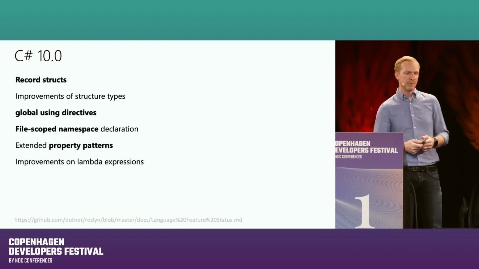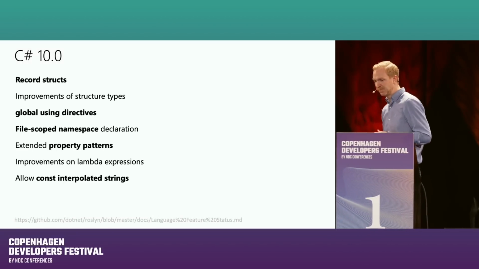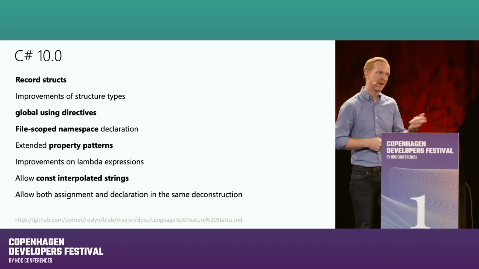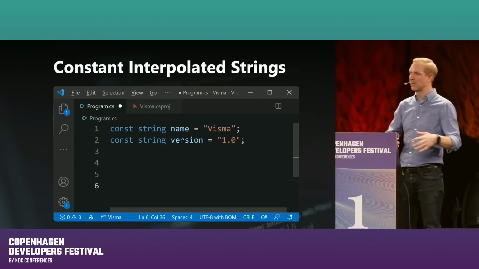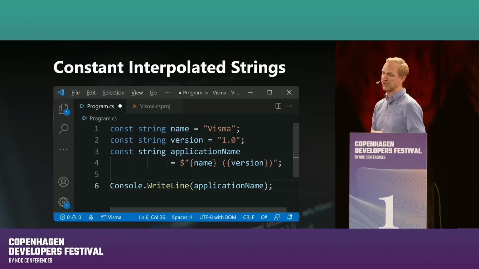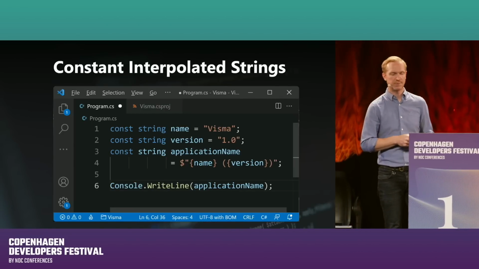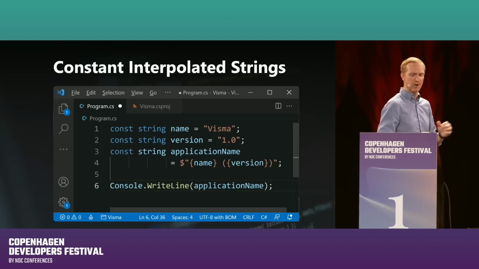They've made some improvements to lambda expressions. You can do constant interpolated strings, which is a tiny feature, but still important. So imagine you have two constant strings and you want to interpolate that, for example, in this case, the version number. You couldn't do this prior to C# 10, which was a little bit odd.